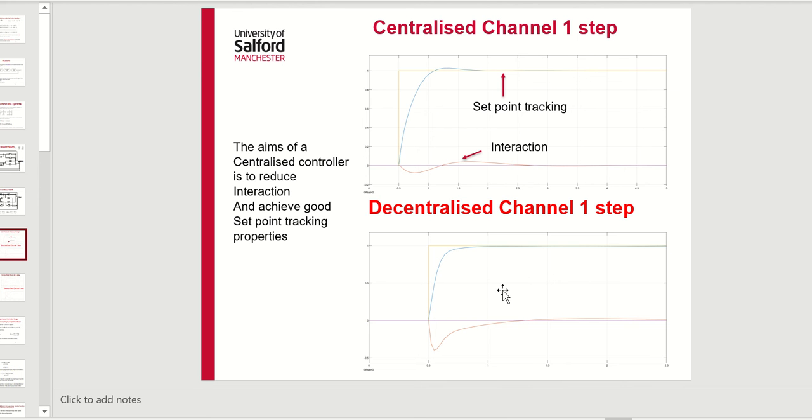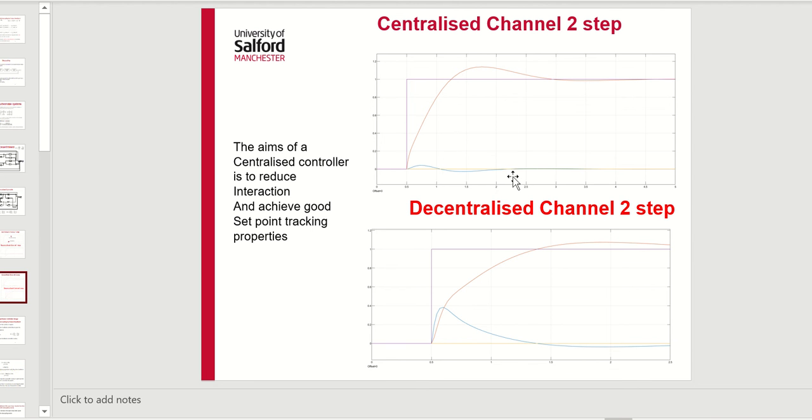This is the example of the same system controlled by a decentralized controller, and in these we tend to get more interaction. This is the interaction. This is a set point 1 tracking. This is the interaction on channel 2 due to the set point tracking.